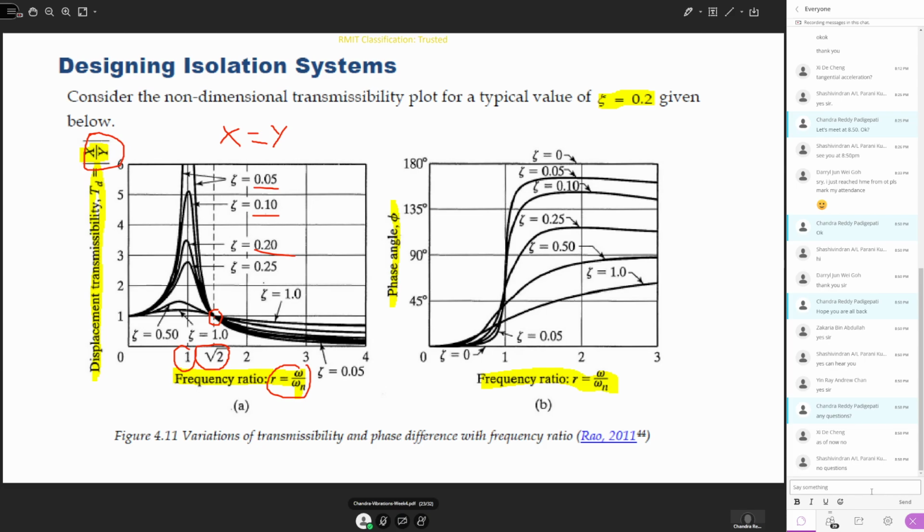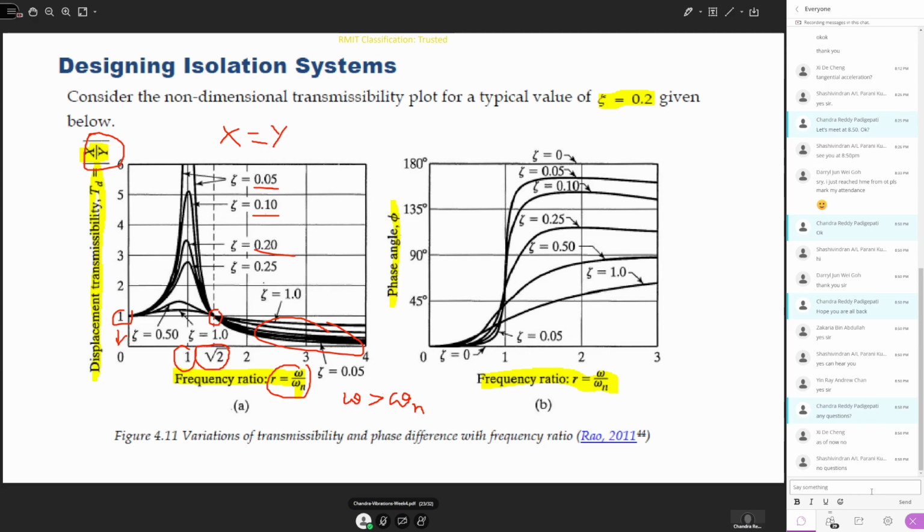Okay, so simply x is equal to y. So if you want to reduce displacement transmissibility, you need to make sure that omega is much greater than the natural frequency of the system. Okay, so this is where omega is much greater than natural frequency. So R is a higher value, greater than 2. So here you can see the transmissibility is less than 1.